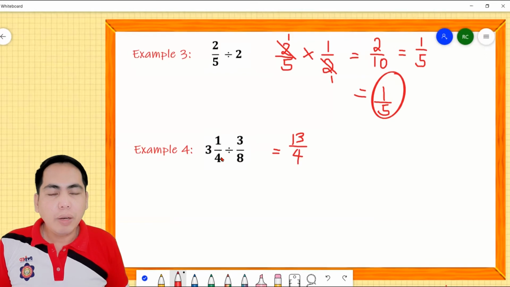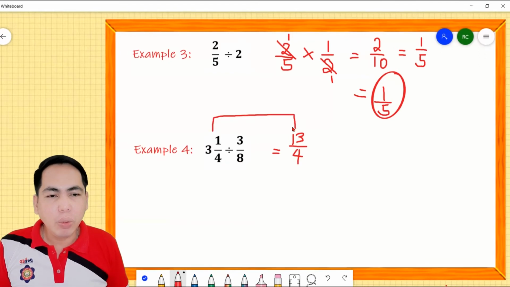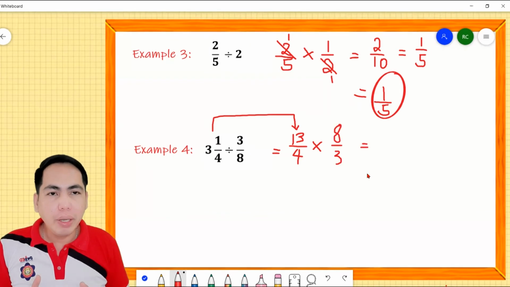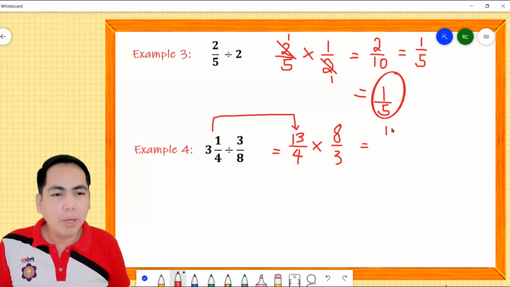So 3 and 1/4 is renamed into 13/4, and then we can change our division sign into multiplication symbol, and then get the reciprocal of our divisor. Our divisor is 3/8, and the reciprocal of 3/8 is 8/3. And then following the rule in multiplying fractions, we have to multiply our numerators. 13 times 8 will give us 104. And then to get the denominator, we can also multiply our denominators. 4 times 3 will give us 12.